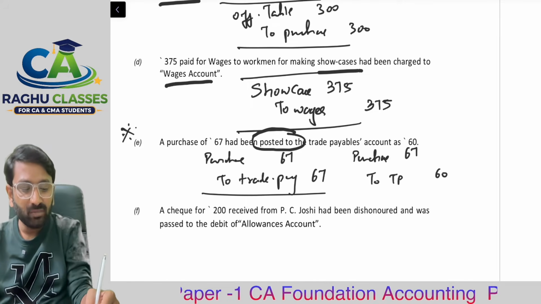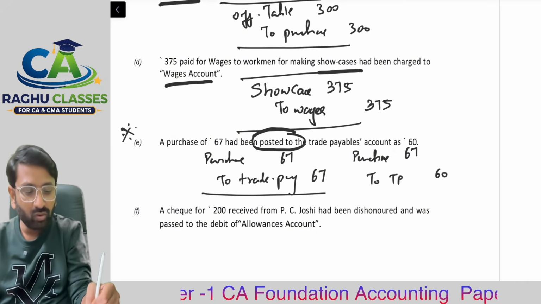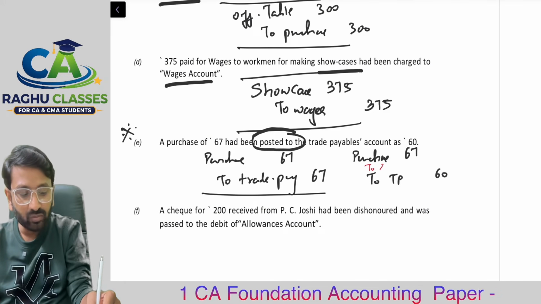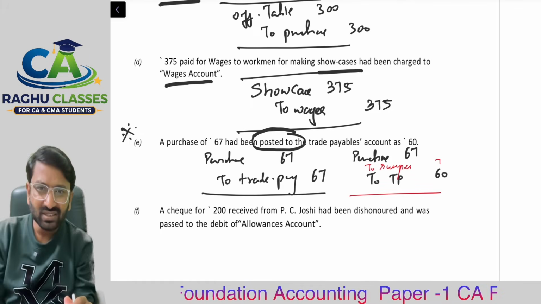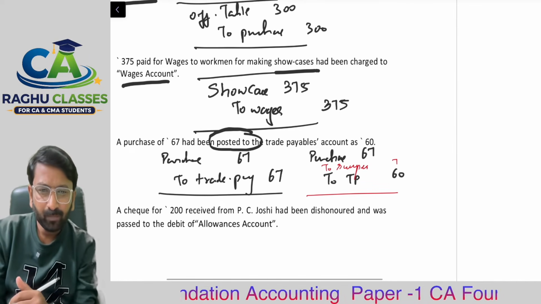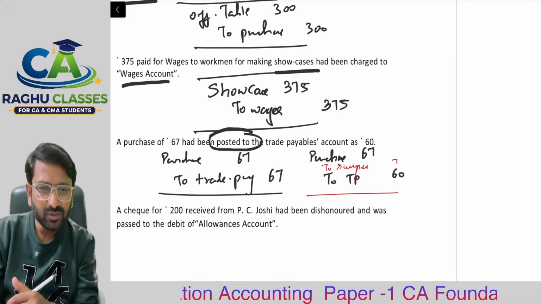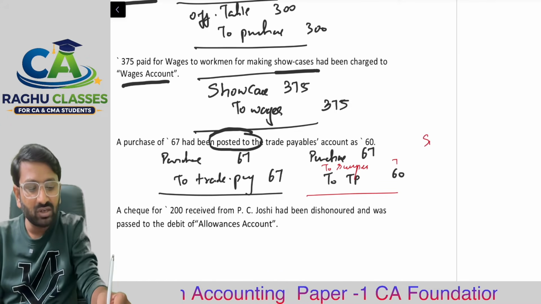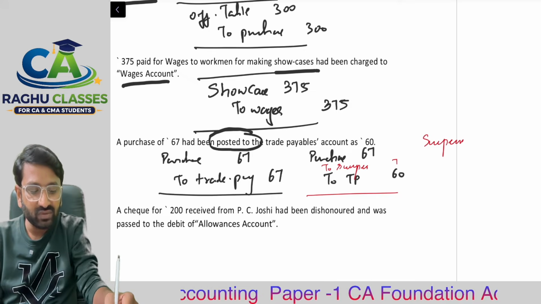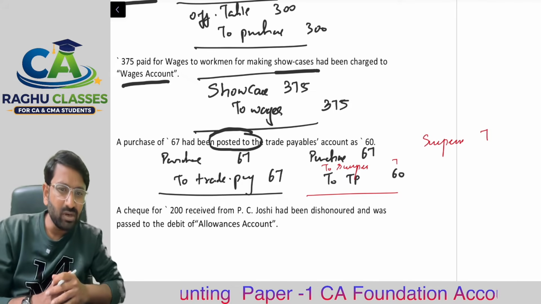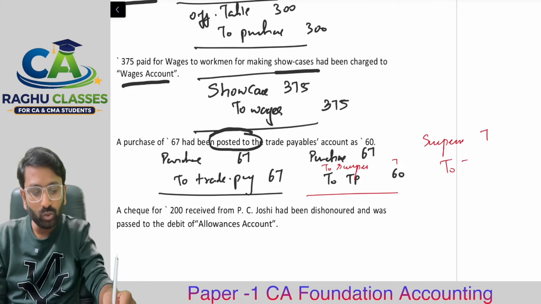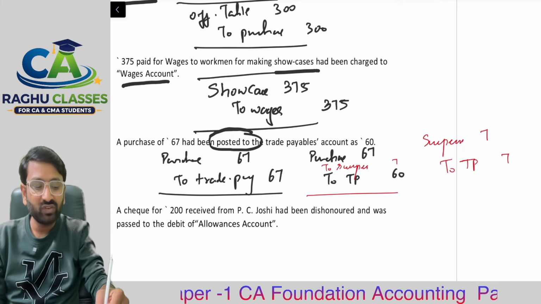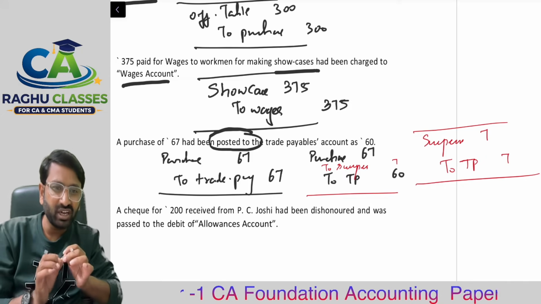Because of that, TB would not tally. So they would have opened suspense account for 7 rupees. This will be the wrong entry. Is that clear? Now the rectification: the suspense account needs to be cancelled, so debit suspense account 7 rupees. And in trade payable, instead of 67, you have done only 60. So the balance 7 rupees I'm going to credit now. So rectification will be suspense account debit to trade payables account.